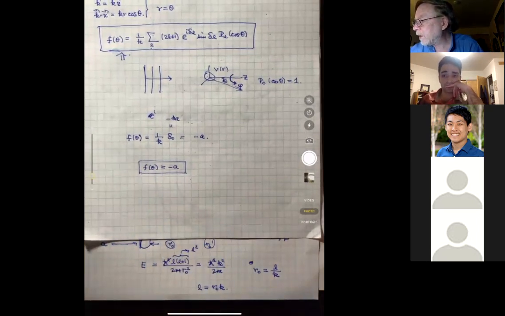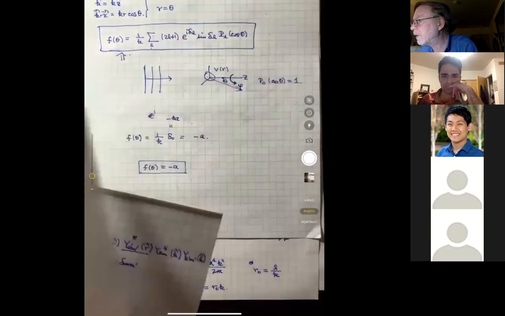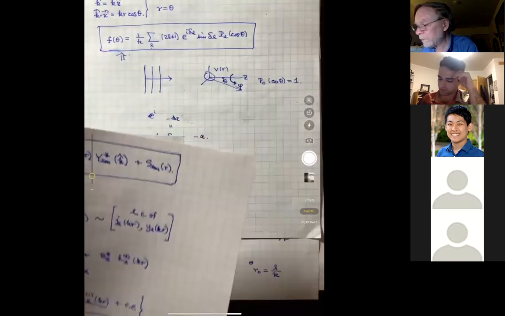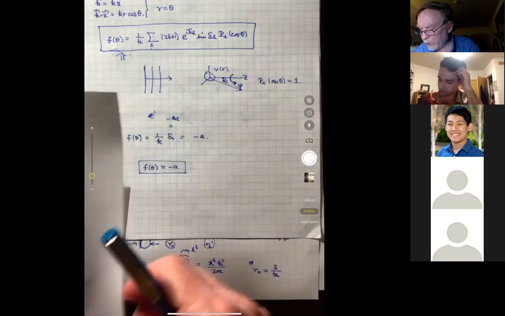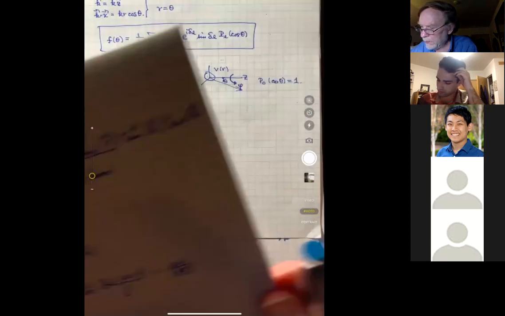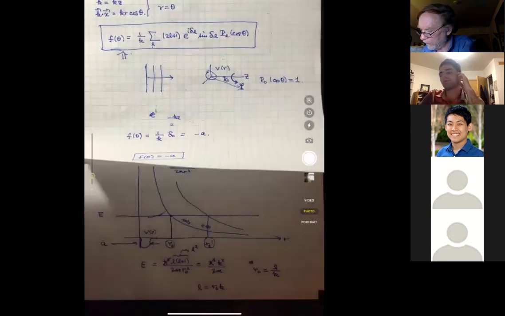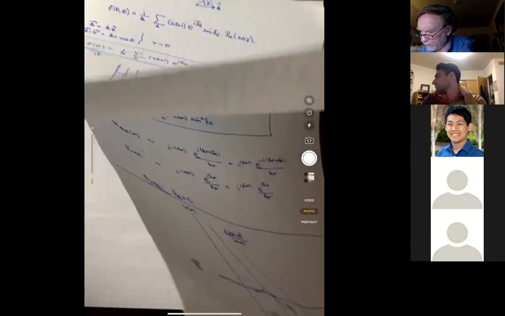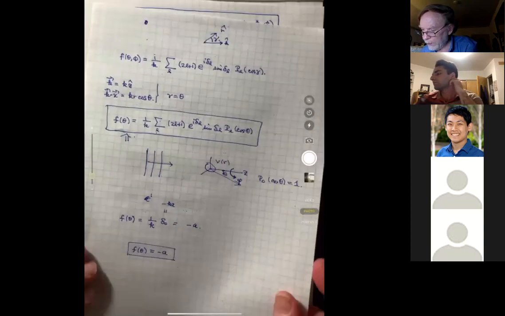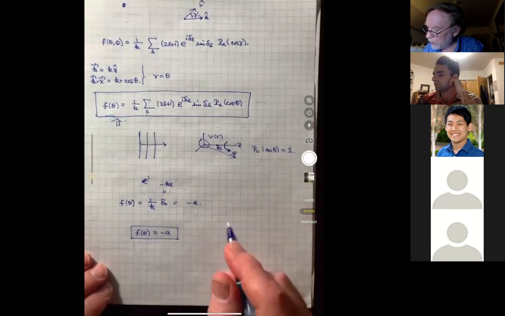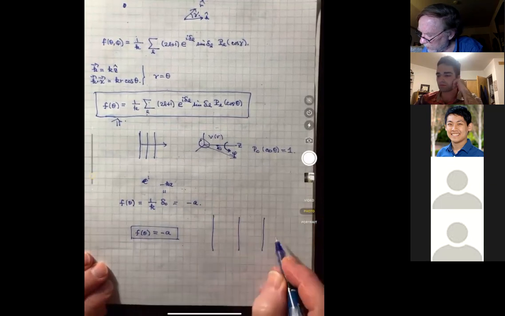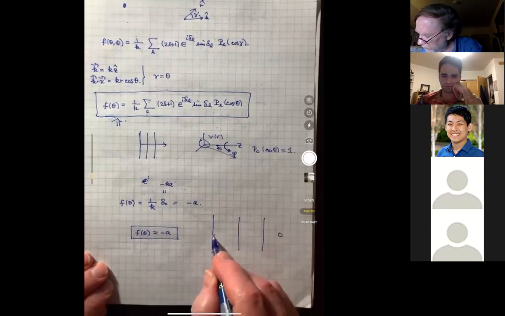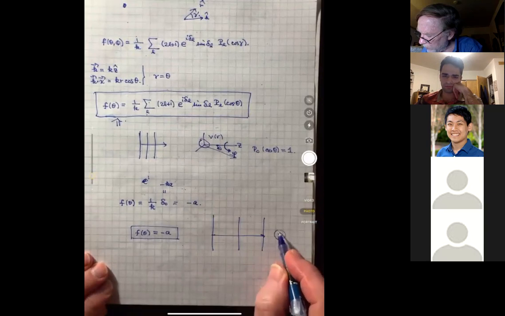I don't want to spend all night looking for earlier pages, but somewhere I had a picture of this scattering. I asked you to use your physical intuition for what the scattering is going to look like, and now we can fill it in. All right, so what it's going to look like is this. You're going to have these long wavelength waves coming in, hitting this small object, and the scattered wave is going to be isotropic.